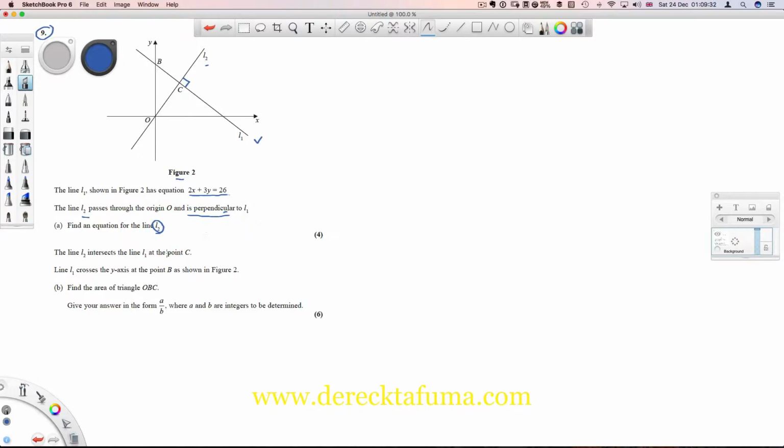Okay, so to find an equation for the line L2, we need to find the equation of the straight line, because L2 is a straight line. So the general equation for a straight line is y equals mx plus c, where m is the gradient, so we can call that m2 for gradient 2, and c2. c2 is the y-intercept, so it's cutting here, which means c2 equals 0 because it's passing through the origin.